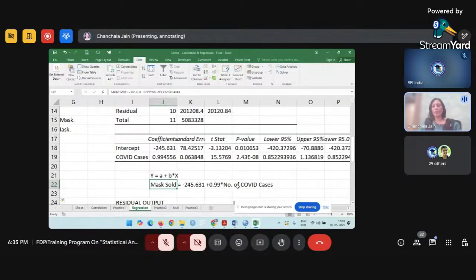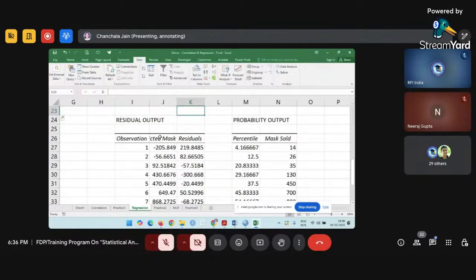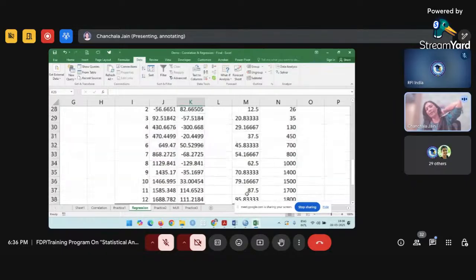So if we have the figure of number of COVID cases, we can put it here, multiply that by 0.99, and add the intercept value, which is negative, and we can predict the sales of masks. Is it okay? Yes, ma'am. Fine. So these are the residual values we are getting here, right? This is the probability output we are getting, the percentile values, right?